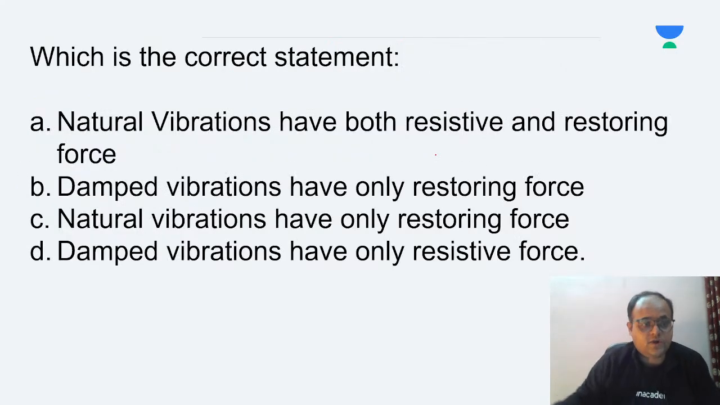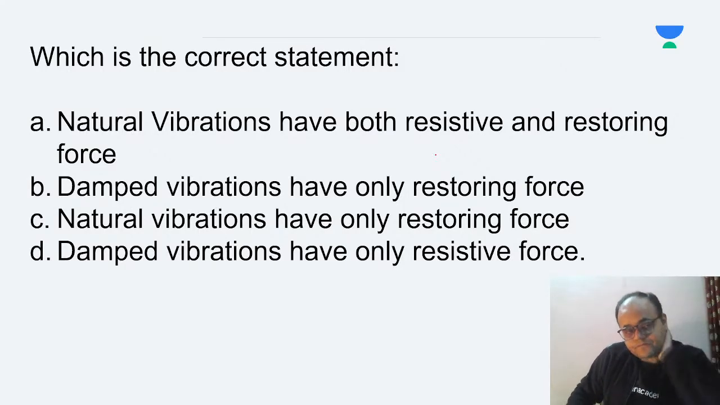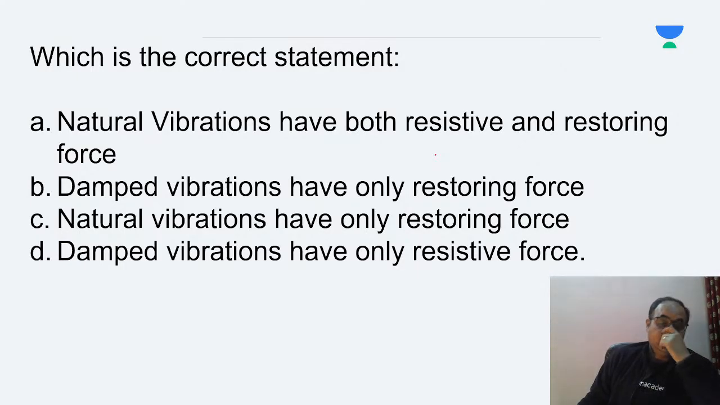So A is the correct option. Now let's see the second question. What does this question say? Whenever you have to select a correct statement, you have to analyze every statement. Don't be in haste and go for a statement in haste.